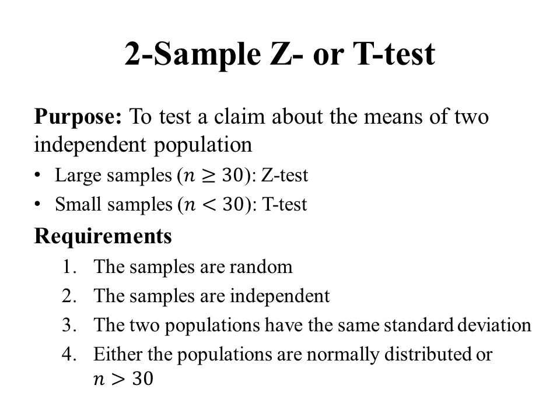Now let's talk about these types of tests that we do in this section. We have two of them, the two-sample Z or the two-sample T test. The purpose of both of them is to test a claim about the mean of two independent populations. And the key word here is independent. Independent means that what happens to one population has no effect on the other population.